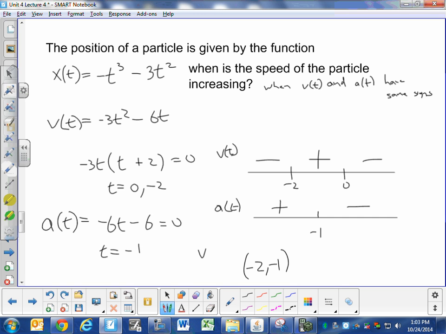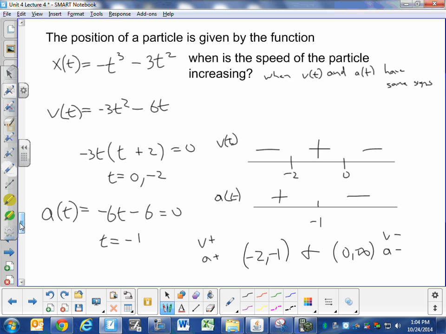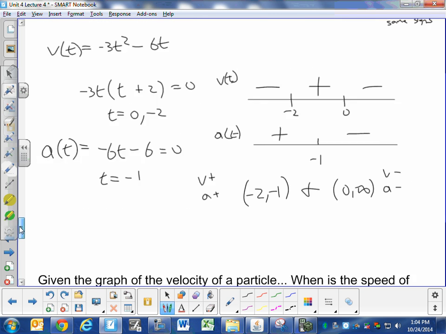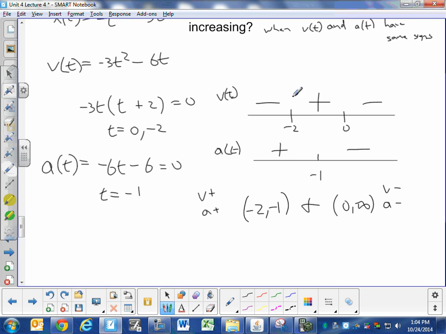This is when V is positive and A is positive, but also between 0 and infinity, we will have a velocity that is negative and an acceleration that is negative. You put parentheses around that interval, but they're 2 different intervals. Yes, parentheses, because we are stopped at this point of negative 2. If my velocity is 0, we are stopped.